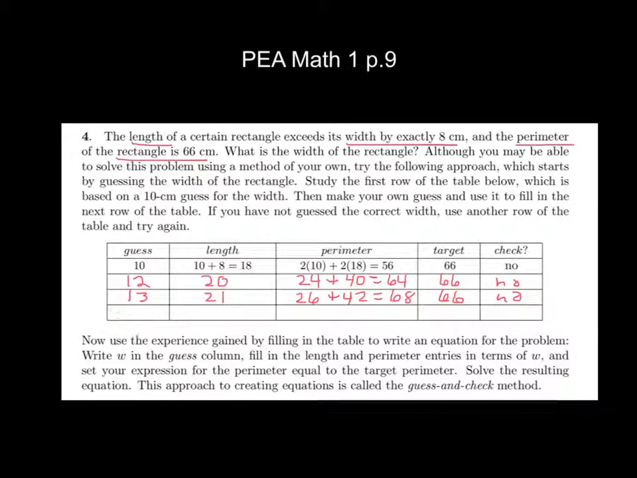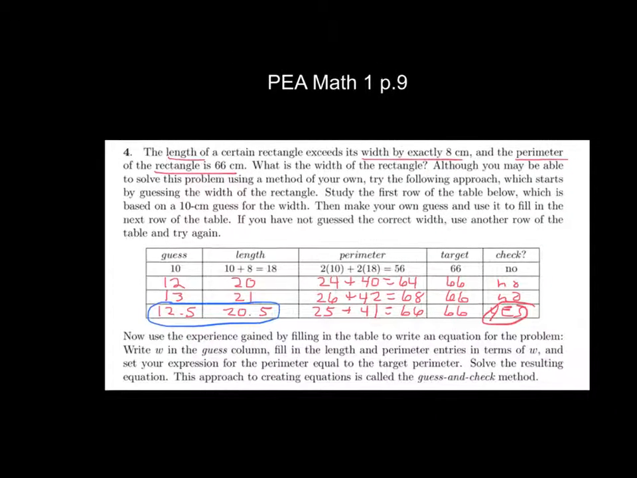So if we just go in the middle of those two, makes sense, be 12.5. Your length would be 20.5. So your perimeter would be 25 plus 41, which is 66, and that works. So yes, that's it. All right. So now we do have our width to be 12.5 and our length to be 20.5.